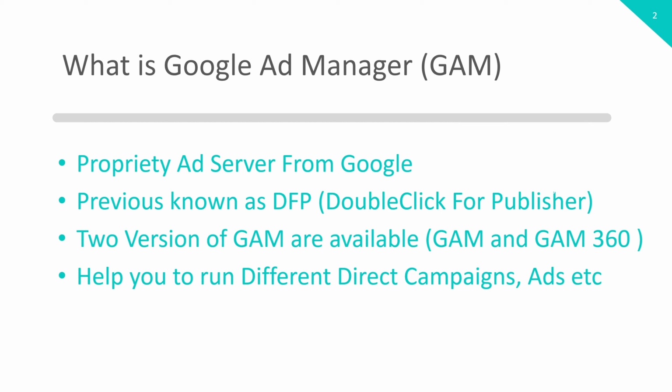previously known as DoubleClick for Advertisers, then they renamed it to DoubleClick Bid Manager. Just recently they have rebranded all these products and arranged them into Google Marketing Platform. So for example, DFP is now Google Ad Manager and DBM is now DV360. Similarly, they have made some changes to other products as well. So Google Ad Manager basically has two versions: Google Ad Manager and Google Ad Manager 360. Google Ad Manager is a free version and Google Ad Manager 360 is a paid version.